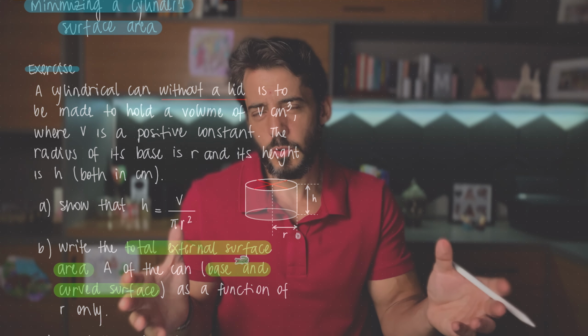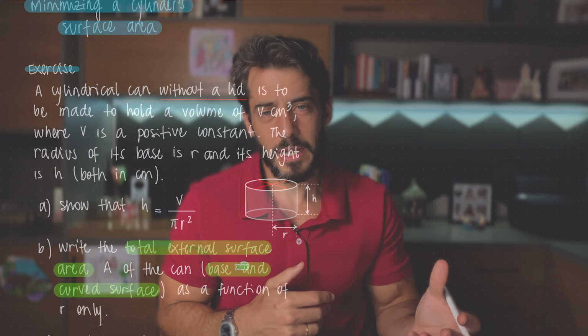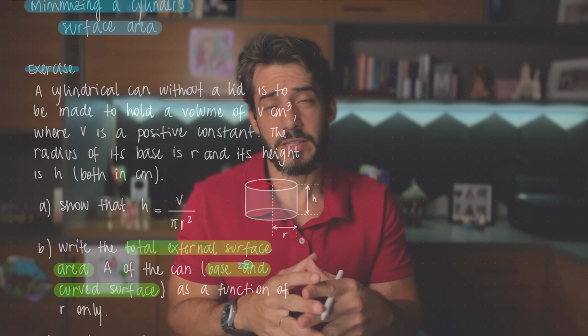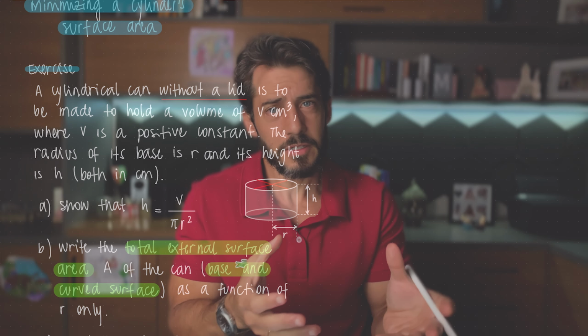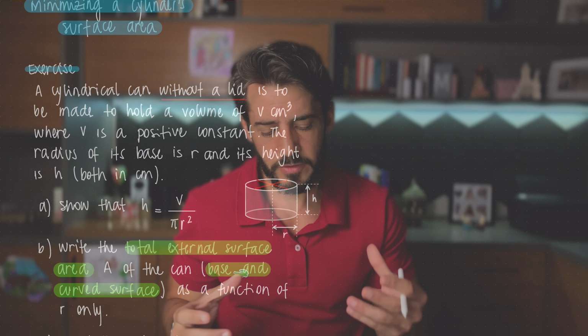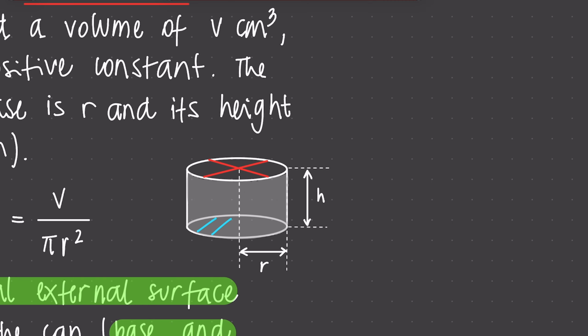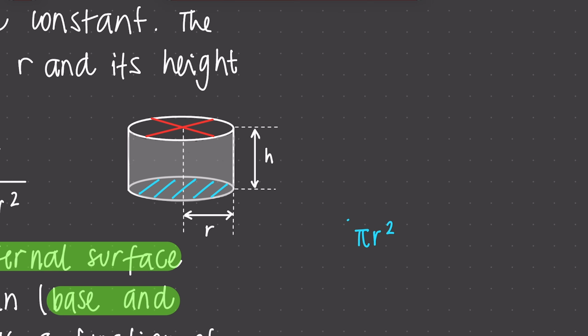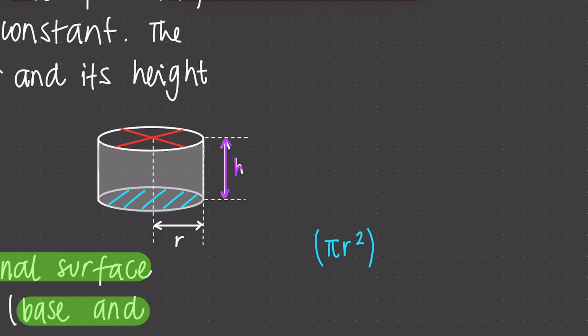But let's go back to question A, which is to find h as a function of r, analyzing what the volume is. What is the volume? The volume is the area of the base times the height. The base of the cylinder is pi r squared, and the height is h, which is this one. So pi r squared times h is equal to capital V, meaning that h can be rewritten as V over pi r squared. And there we go.